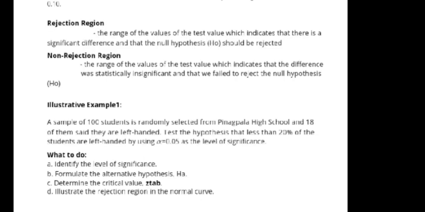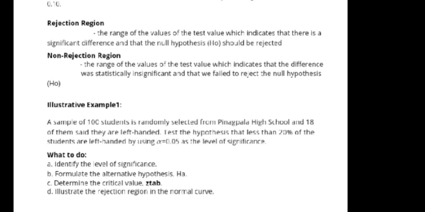So what is the rejection region? The rejection region is the range of values of the test value which indicates that there is a significant difference and that the null hypothesis should be rejected. In Bisaya, if there is a big change, then you reject the null hypothesis and accept the alternative hypothesis, because there is a big change.